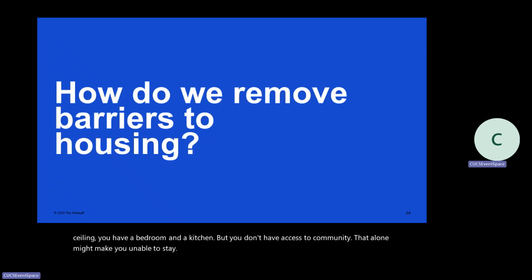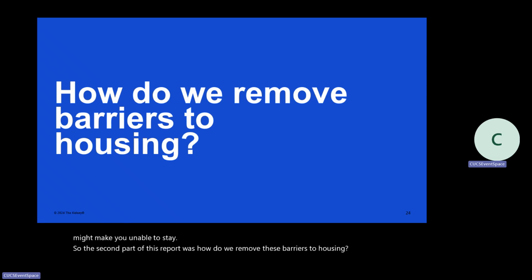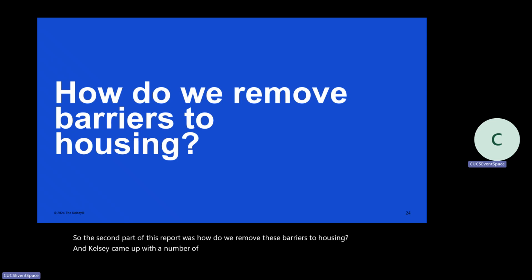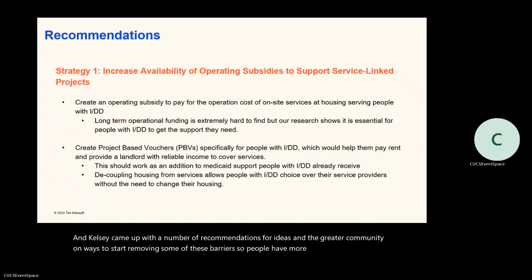So the second part of this report was how do we remove these barriers to housing? And the Kelsey came up with a number of recommendations for ideas and the greater community on ways to start removing some of these barriers so people have more access. And I apologize for the smaller font here.